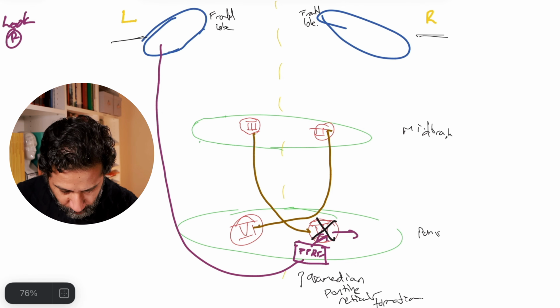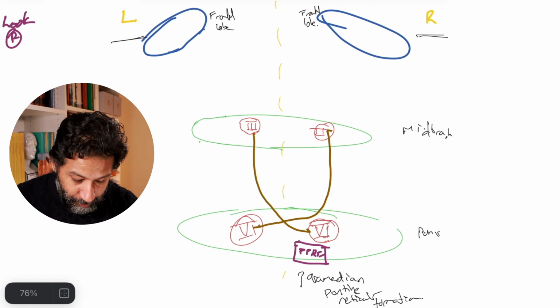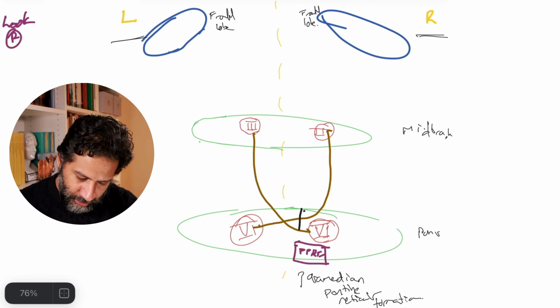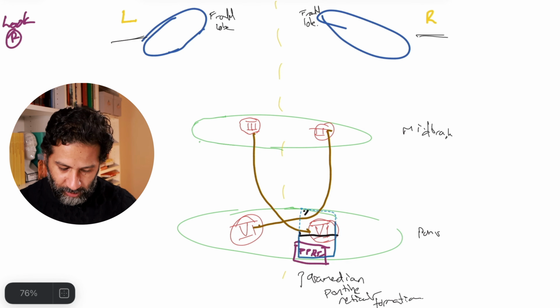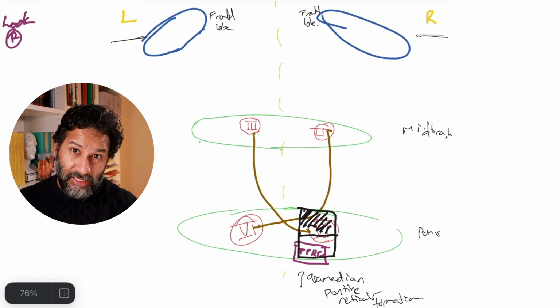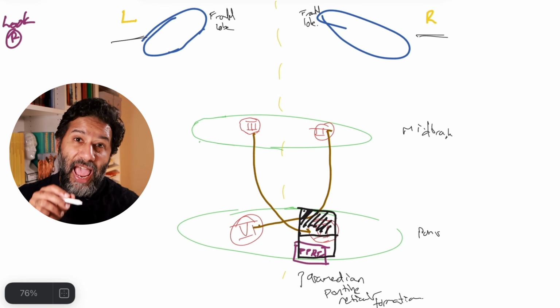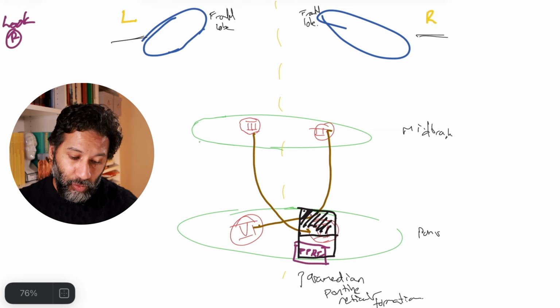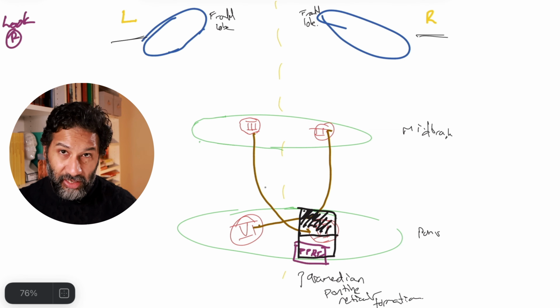But let's do one more. What if I had a really big lesion? What if I had a lesion that spanned all of this? Or maybe it was even just half of that, like there. Let's just do a lesion there. So I want to look right, and I've got a lesion that is affecting my 6th nerve nucleus on the right, as well as the right-sided medial longitudinal fasciculus. So not the left side, but the right side has also been taken out.